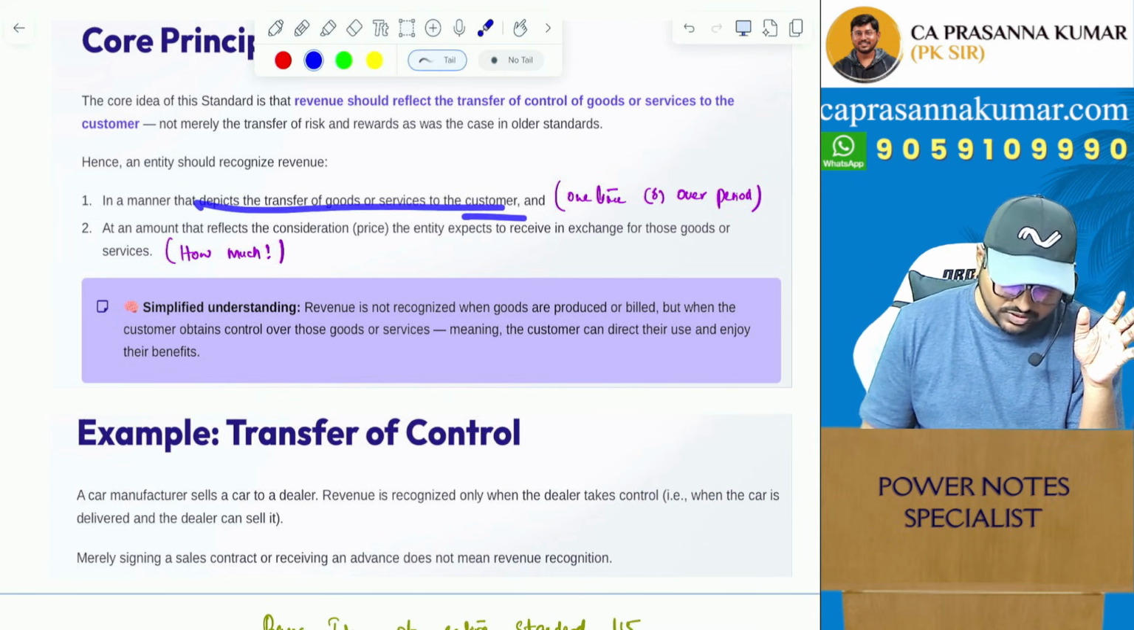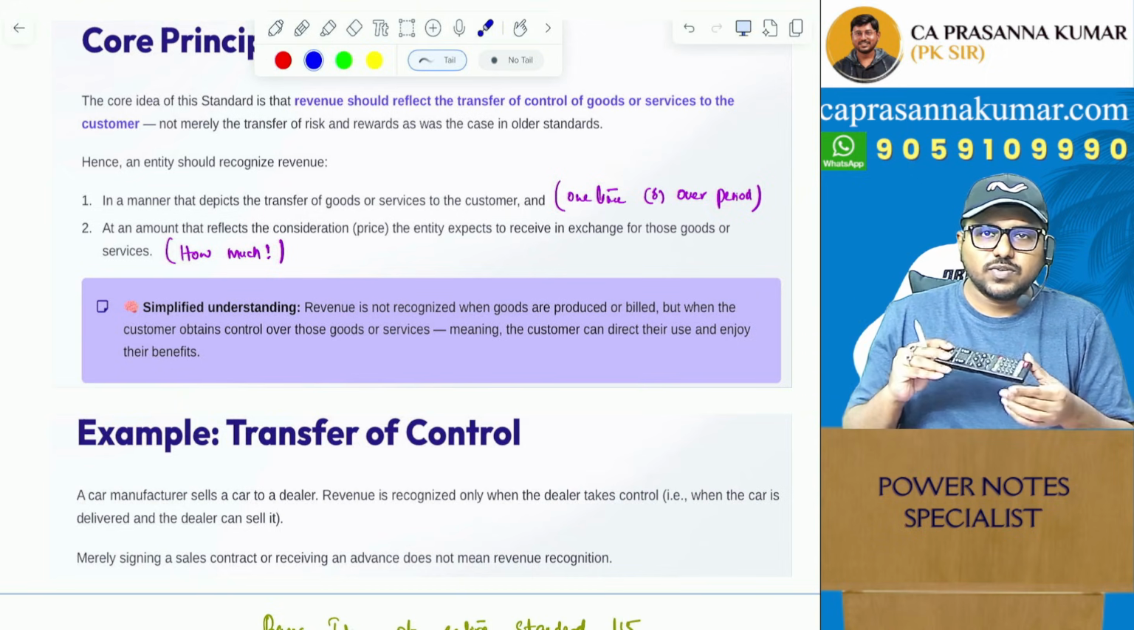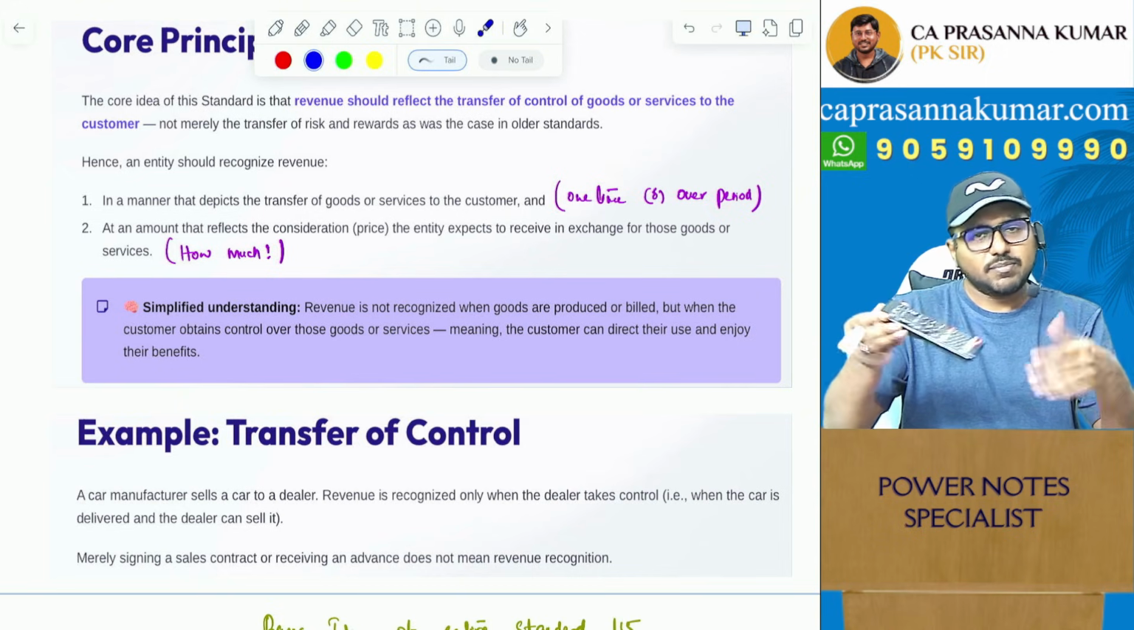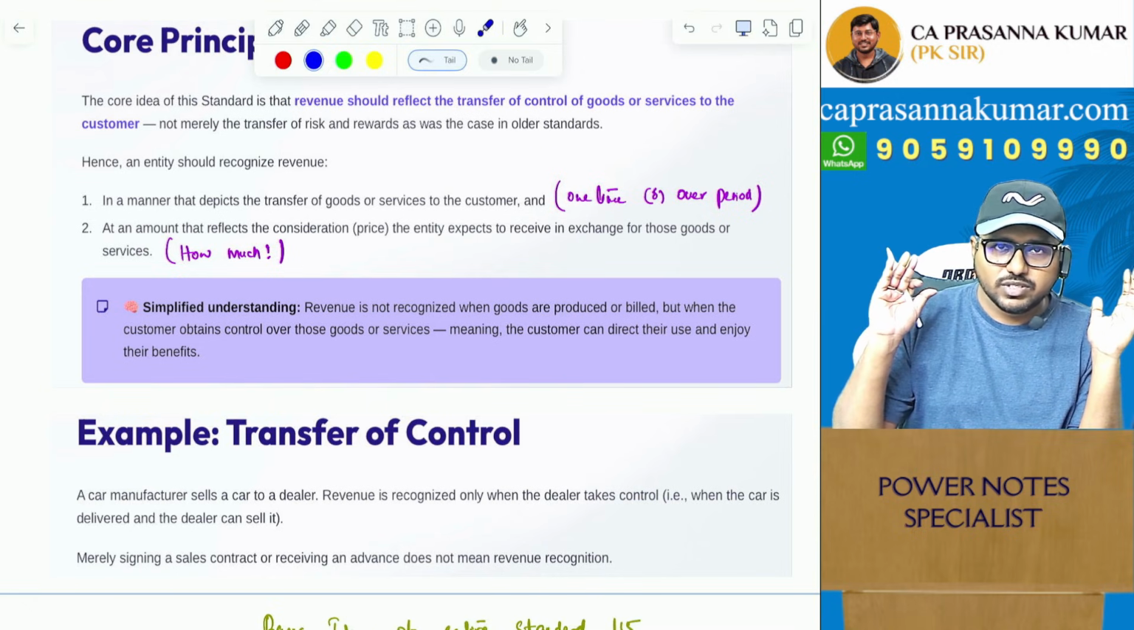Transfer of goods or services to the customer. For example, today itself you are transferring a good. For example, this good is there. Today it is transferred. So transfer of control has happened. Recognize the revenue. Okay, I am giving some service, like for example, subscription service for your internet.